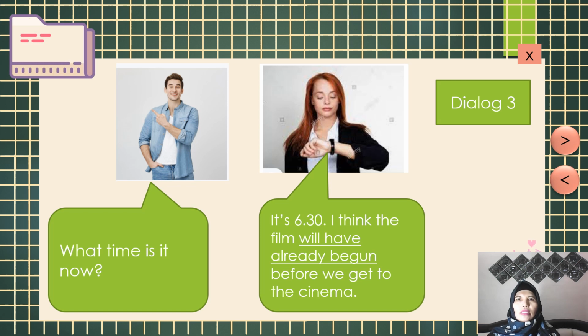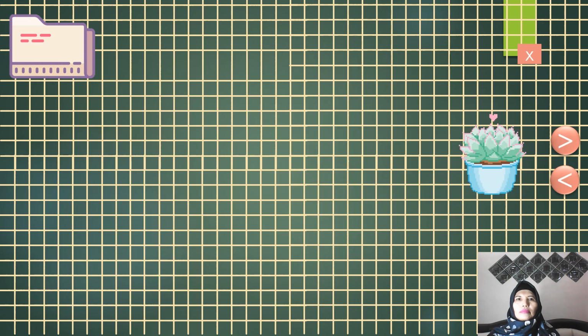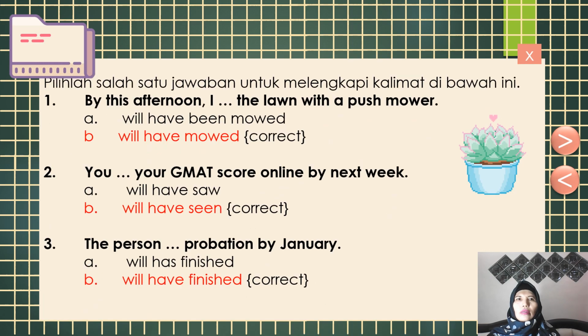Yang future perfect tense dalam kalimat ini, the film will have already begun before we get to the cinema. Now, please choose A or B to complete the sentence. Question number 1. By this afternoon, I blah blah blah the lawn with a push mower. The correct answer is: by this afternoon, I will have mowed the lawn with a push mower.